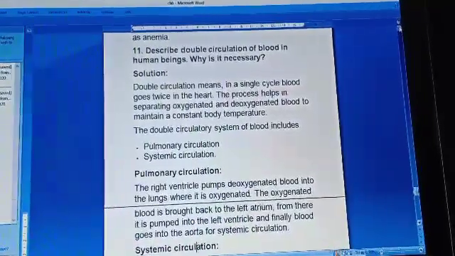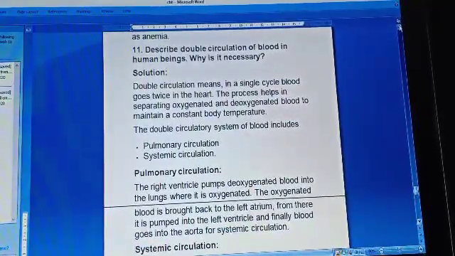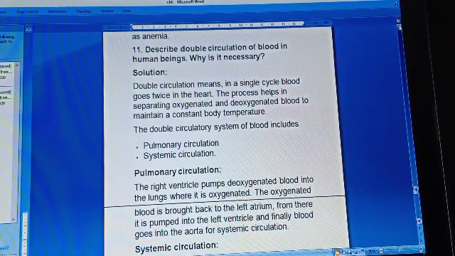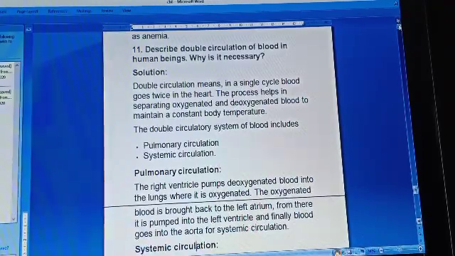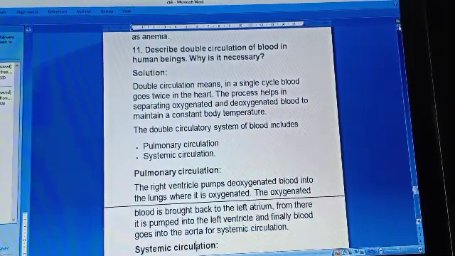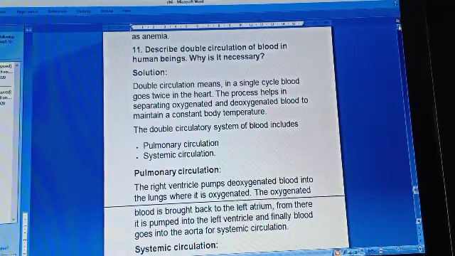As we know, in the heart double circulation occurs. Why does double circulation occur? Because in a single cycle the blood goes twice through the heart. That's why this process is known as double circulation, because the process helps to separate the oxygenated and deoxygenated blood to maintain a constant body temperature.